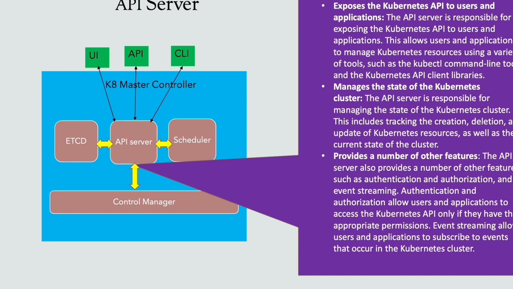The other key responsibility is the state of the Kubernetes cluster. The API server is responsible for managing the state of the cluster. This includes tracking the creation, deletion and update of Kubernetes resources, as well as the current state of the cluster. The API server also provides a number of other features such as authentication, authorization, and event streaming. Authentication and authorization allow users and applications to access the Kubernetes API only if they have the appropriate permissions. Event streaming allows users and applications to subscribe to events that occur in the Kubernetes cluster.